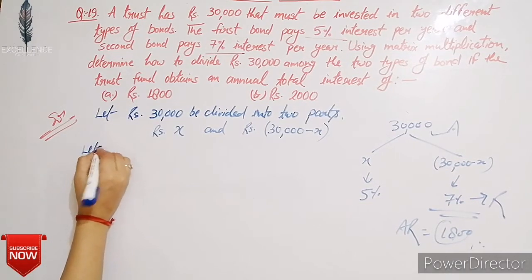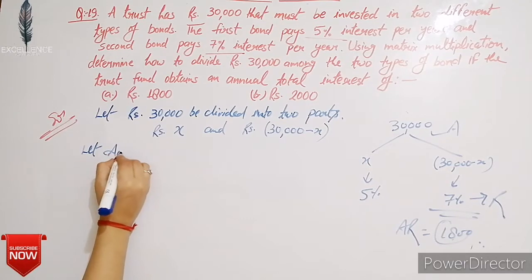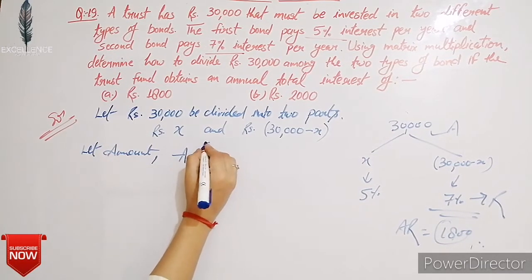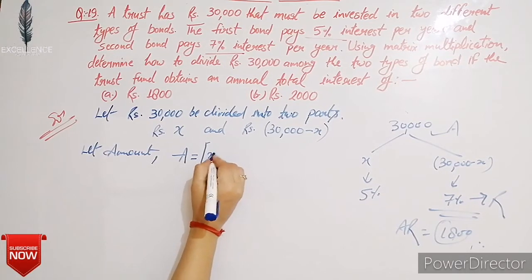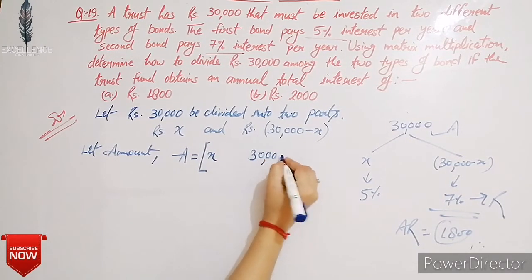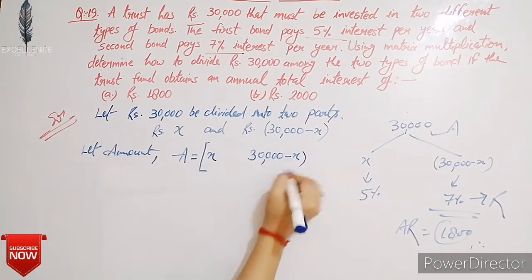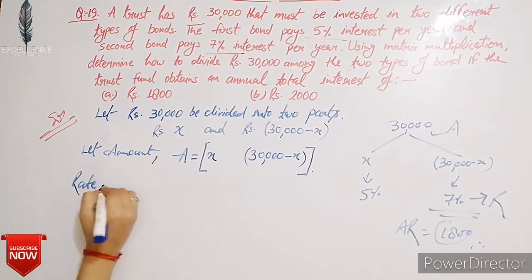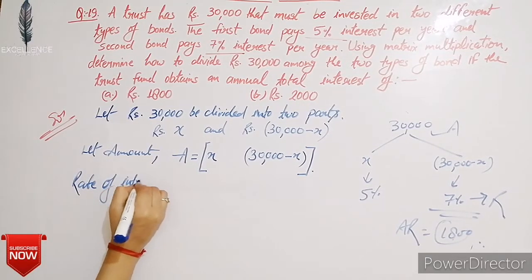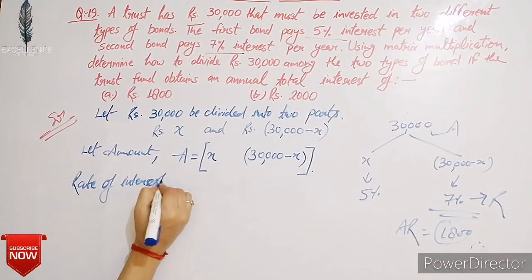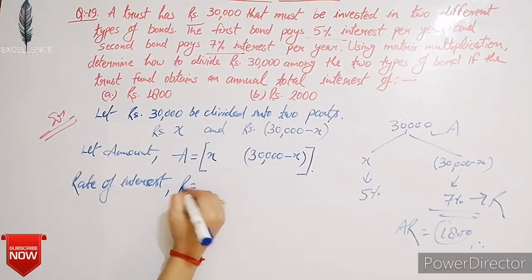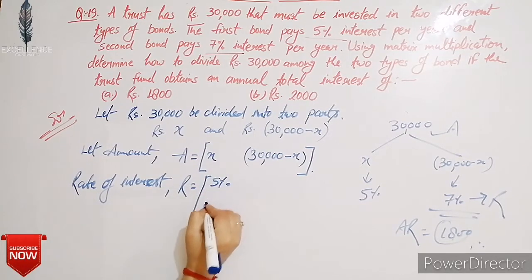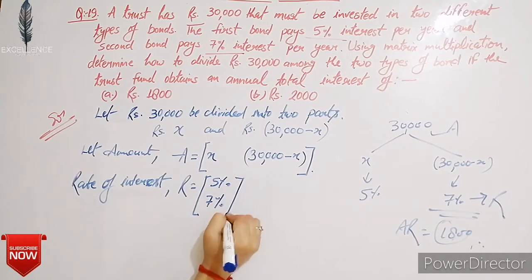Using matrix multiplication, we have to find a matrix. Let the amount be represented by a matrix A. Now we have two elements only, so it is x and 30,000 minus x, a row matrix. And the rate of interest is represented by the matrix R, that is 5% or 7%. It is a column matrix.